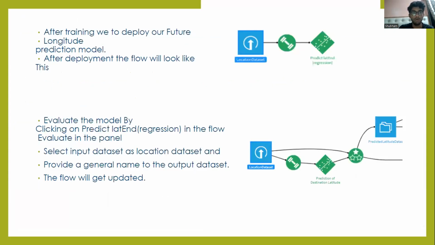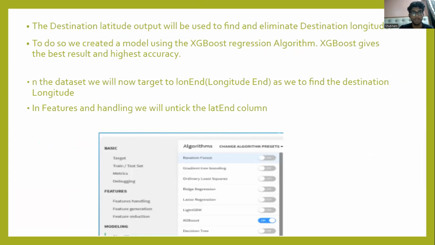After training, we deploy a future latitude prediction model. After deployment, the flow will look like the picture beside it. Evaluate the model by clicking on the predict latitude regression in the flow and Evaluate in the panel. Select the input dataset as the location dataset and provide a general name to the output dataset, and the flow will be updated.